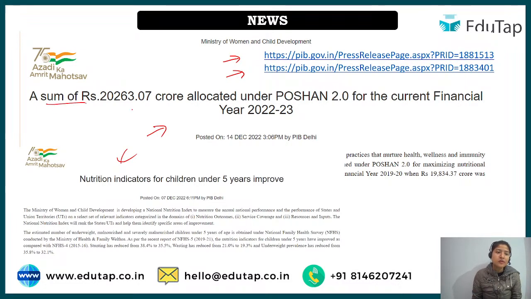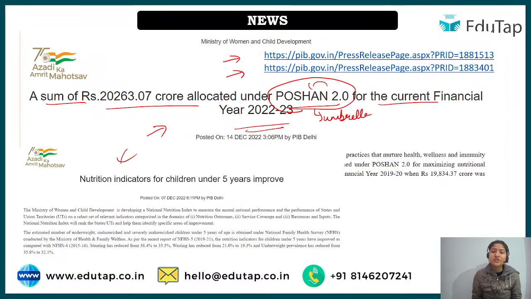So a sum has been allocated under Poshan 2.0 for the current financial year 22-23. You have to keep in mind that this Poshan 2.0 that we are talking about is the umbrella. The Saksham Anganwadi and Mission Poshan 2.0, we are talking about the fund allocation for that. And this PM Poshan, this Poshan Abhiyan, is a part of it, right? So I hope there is no confusion in that.